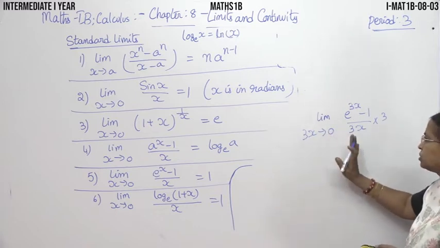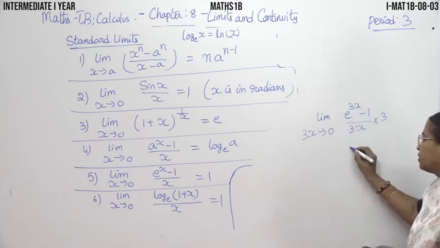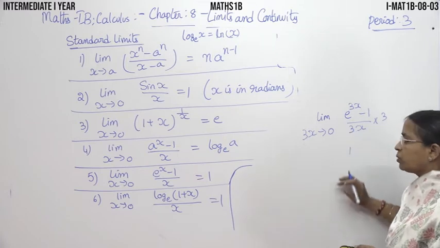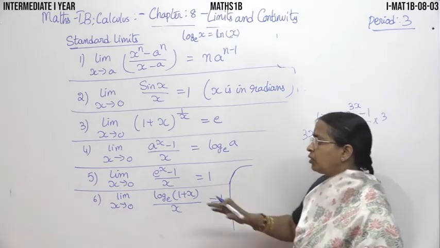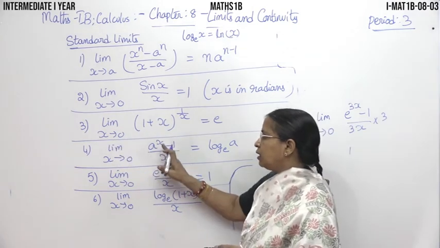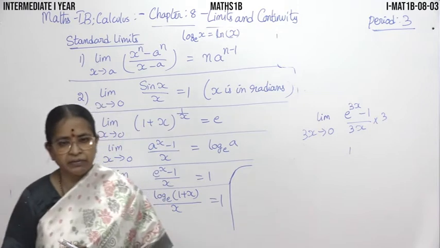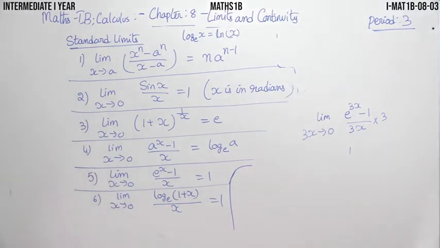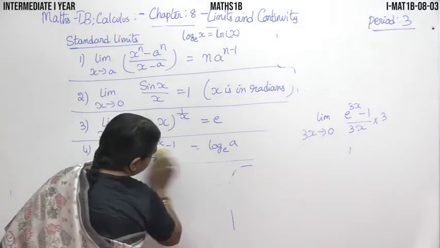Here also multiply by 3. Then 3 into 0, 0. So now this is in the standard form. So this limit is 1. So 1 into 3. Like that you have to reduce these problems to these standard forms. It will not always be x in the problems. It may be something else or it may be x itself. In that case you have to reduce it to that form and then find the limits.